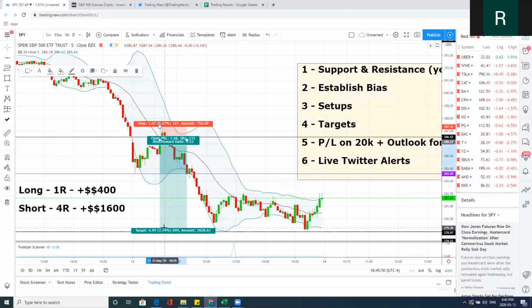At the very lows, it was almost 7R, guys, on the very low. So let me just make this a little bigger so we can see. But just being conservative, we could definitely have gone 4R.